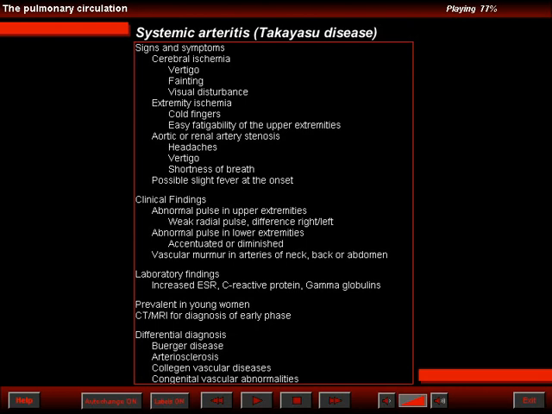The final diagnosis of the disease is made by observing the presence of an arteritis on histological section. We can use CT and MRI to diagnose the vascular problems, and certainly angiography is virtually pathognomonic of this diagnosis. Differential diagnosis includes other vasculitides, particularly thromboangiitis obliterans or Buerger's disease, arteriosclerosis, collagen vascular disorders, and some congenital vascular abnormalities.